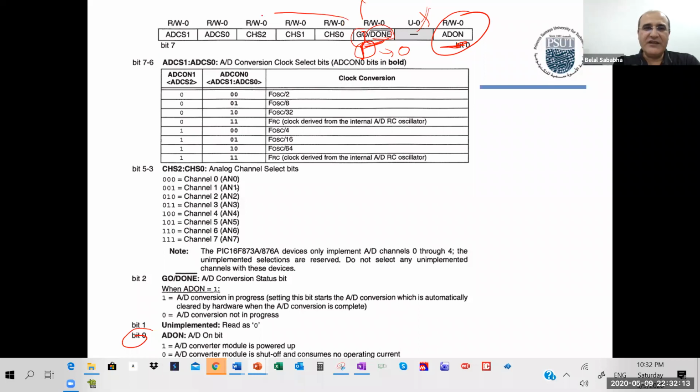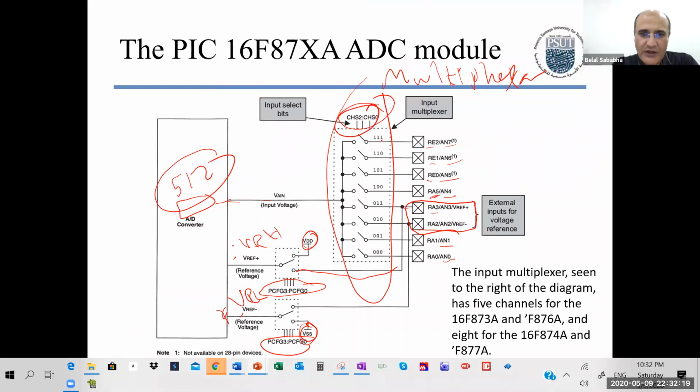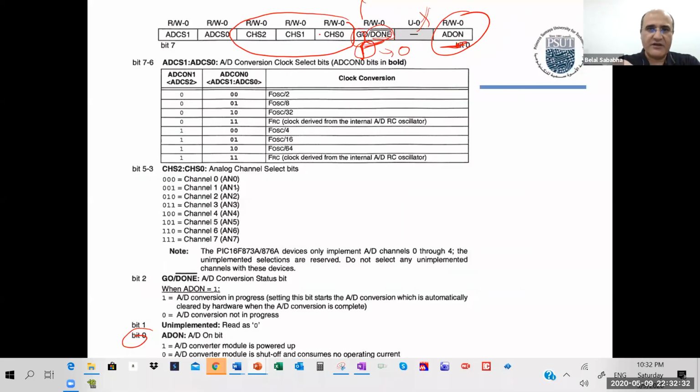Then we have these 3 bits: channel select 0, channel select 1, channel select 2, which are these ones. You see these 3 bits. If I write 1 1 1, then I want to read the sensor on port E2. If I make them 0 0 0, then I want to read the sensor on port A0. Okay? These are the channel select bits.